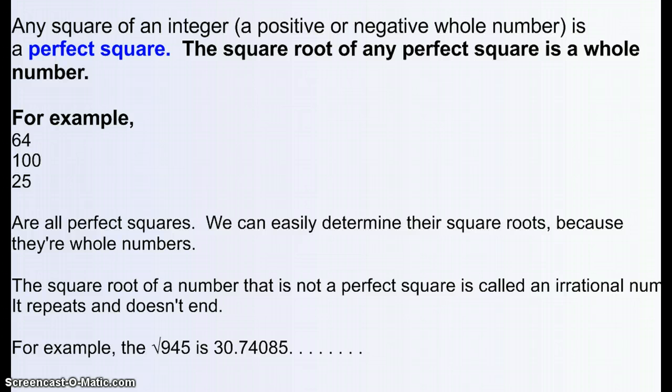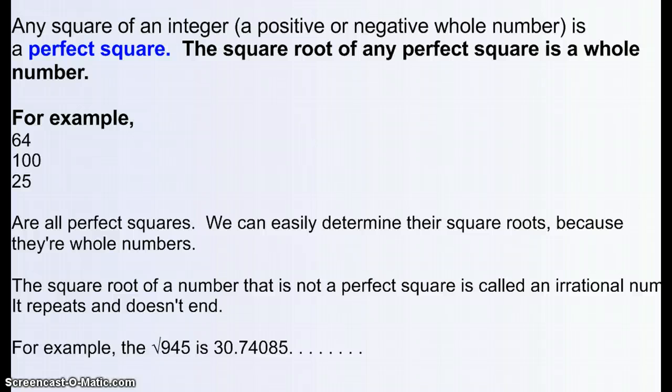Any square of an integer, either a positive or negative whole number, remember our definition of integers, is called a perfect square. And the square root of a perfect square is always a whole number. So for example, numbers like 64, 100, 25, those are all considered perfect squares because when you take the square root of each one, you get a whole number. So the square root of 64 would be 8, the square root of 100 would be 10, and the square root of 25 would be 5. These are all perfect squares, and we can easily find their square roots because they are in fact whole numbers.